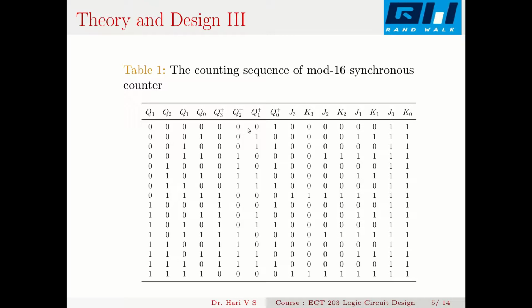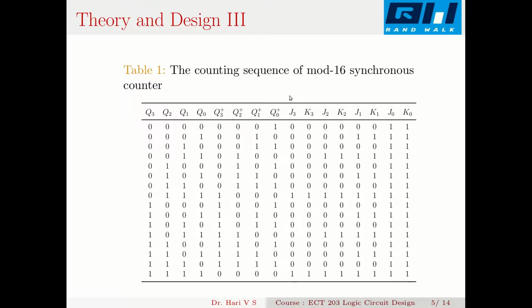Now if I want to effect a transition from, say, Q0 to Q0 plus, what should be the values of J0 and K0? Obviously I have 4 flip-flops, and I have to design J3 K3, J2 K2, J1 K1 and J0 K0. What are these inputs? They are not just connected to 1, as in the case of a ripple counter. They are JK flip-flops, so I have to design J3, J2, J1, J0 and K3, K2, K1, K0.